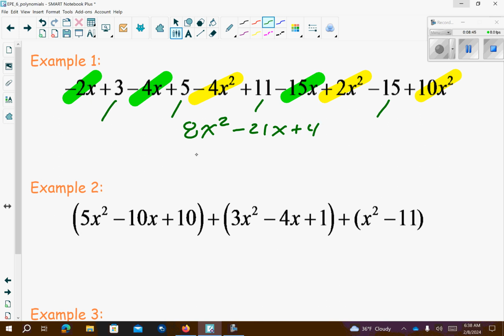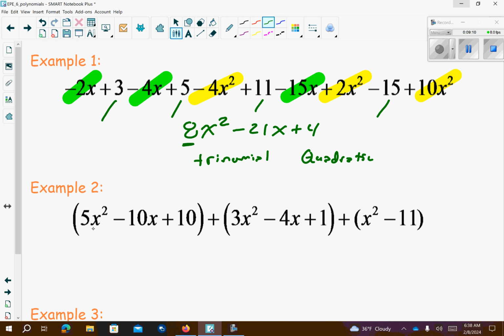So this is a trinomial, because there's 3 terms. Our highest exponent is 2, so we're going to call this a quadratic. And our leading coefficient would be the 8.